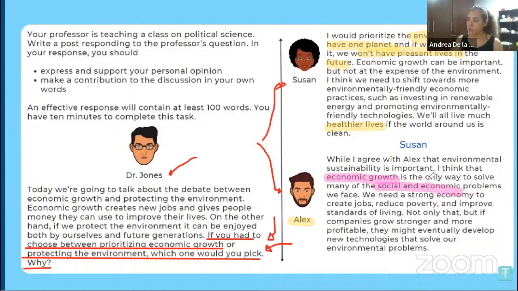So as I said before, Susan and Alex, the two students, will always have opposite opinions. Susan says one thing, Alex says another. And they all have their own reasons. That's your job initially: to read the question that the professor is raising, identify each student's opinion and one of the reasons they give. And with that, you're okay. Right, guys? Do you have any questions so far?